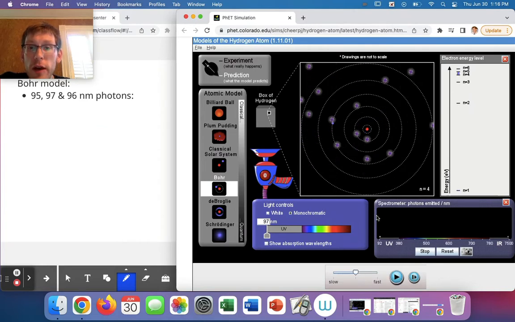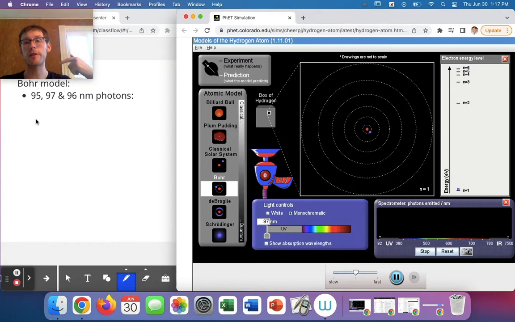And here we go. Okay, so this time it went up to the fourth shell, you can see there, and it went from the fourth straight down to the first. Okay, so 94 nanometers brings us up to the sixth shell. 95 nanometers only brings us up to the fifth shell. 97 brings us up to the fourth shell.